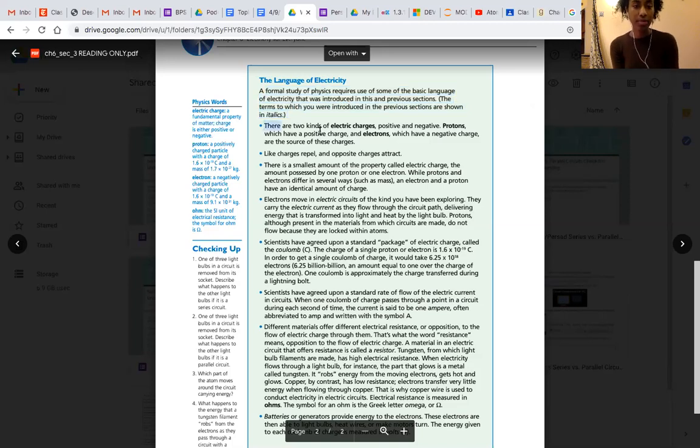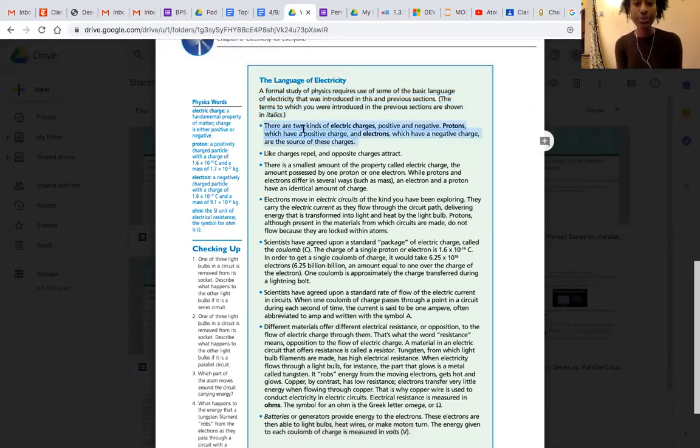Bullet point number 1. There are 2 kinds of electric charge, positive and negative. Protons, which have a positive charge, and electrons, which have a negative charge, are the source of these charges. Bullet point 2, like charges repel and opposite charges attract.